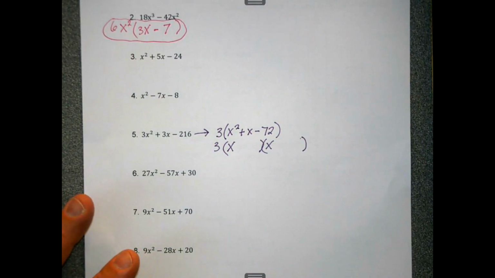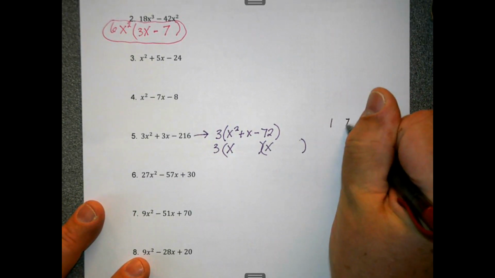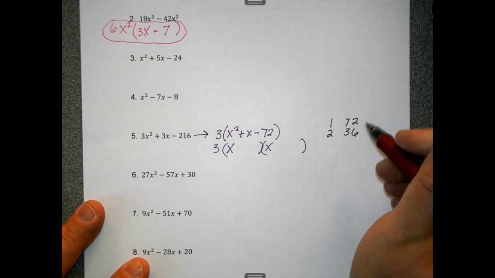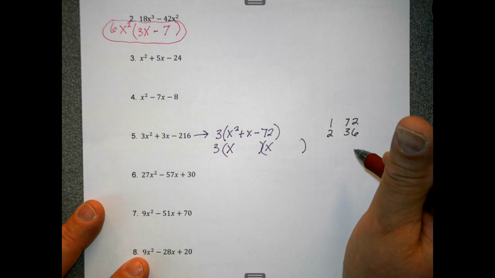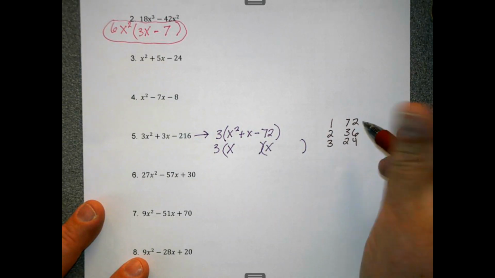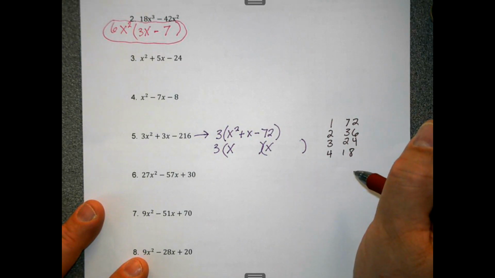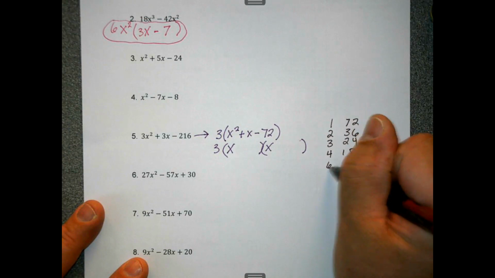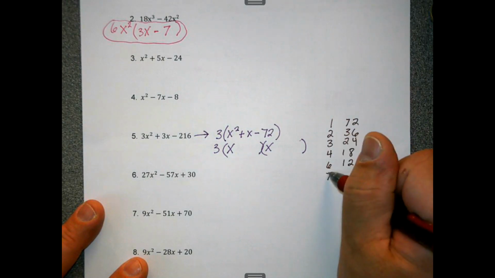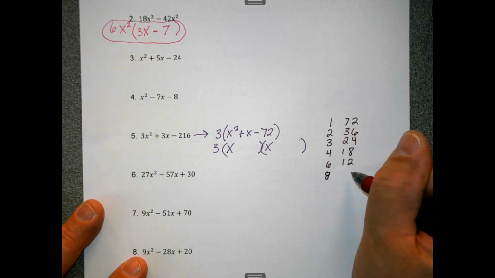I'm going to look at the factors of 72 here. So you have 1 and 72. See, 2 and 36. 3 and 24. Let's see, 4 and 18. 5 doesn't work. 6 and 12. And 7 doesn't work. Oh, yeah, it does, doesn't it? No, 7 doesn't work. 8 times 9.